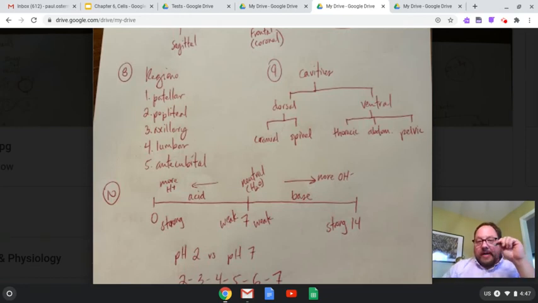Okay, we also talked about body cavities. Those are spaces inside the body where organs and tissues can be found. The two main subdivisions are dorsal and ventral. The dorsal cavity is basically the cranial and spinal cavities that hold your brain and spinal cord respectively. The front cavity, or the ventral or belly side cavity, is subdivided into the thoracic cavity, which has the heart and lungs, the abdominal cavity, which has a lot of gut organs, and then the pelvic cavity, which has things like the bladder, the rectum, the uterus, things of that nature.